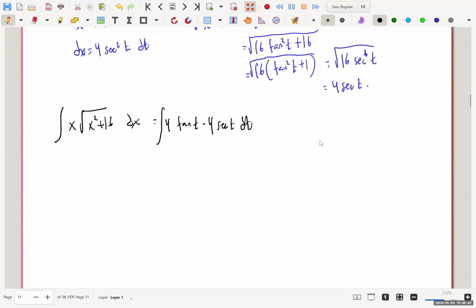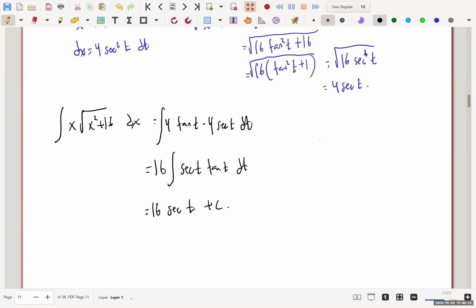All right, folks. 4 fours gives me how many? 4 times 4, 16, right? I'm going to pull the 16 out. I have secant t, tangent t, dt, and what's that antiderivative? Secant, yeah? Secant, plus a constant.